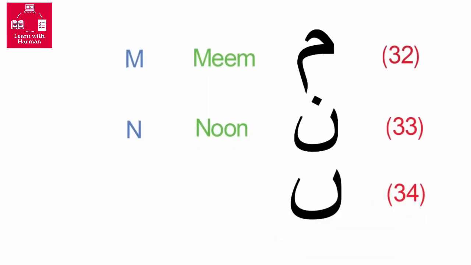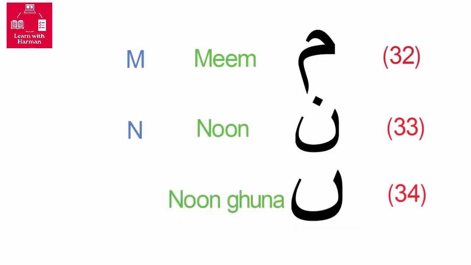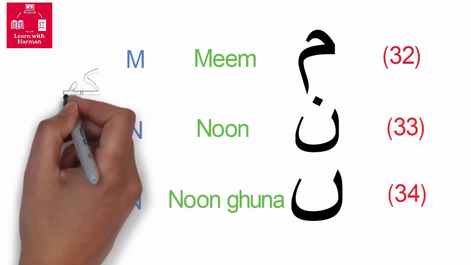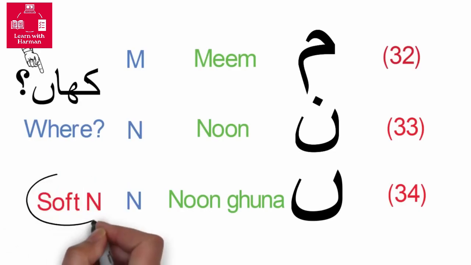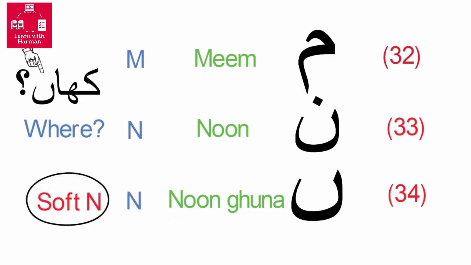Noon ghunna. It makes the sound of soft N. It's used at the last of the word. Sometimes it's used at the last of the words, and it doesn't make any sound actually, but when you write it, it makes a soft noon. It makes soft N. It doesn't have any dot.